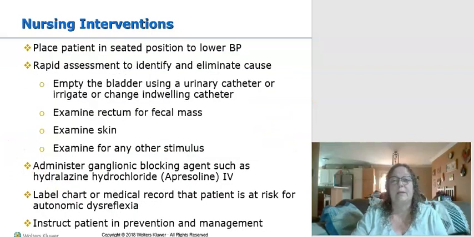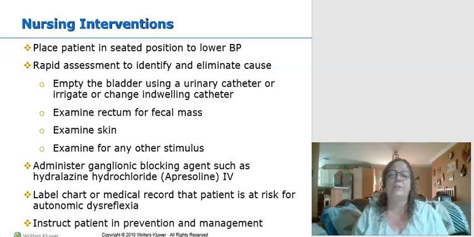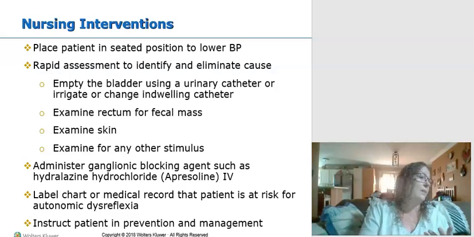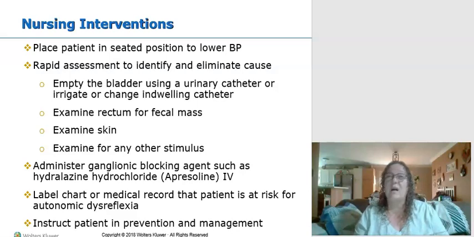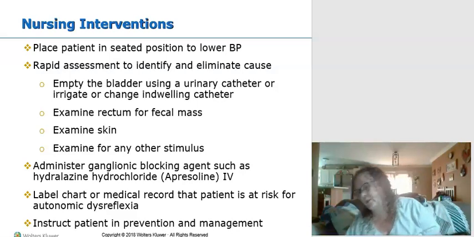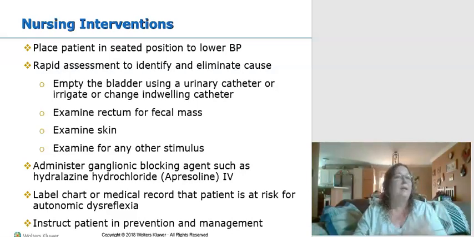So what do we do about this? We want to place the patient in a seated position to lower the blood pressure. We want to do a rapid assessment to identify and eliminate the cause. So sometimes with patients at home, they may have missed a self-cath if they're self-cathing. So always check for the distended bladder. If they have a Foley in the hospital, is it draining properly? Is it below the level of the patient so it's draining? Is it clogged?